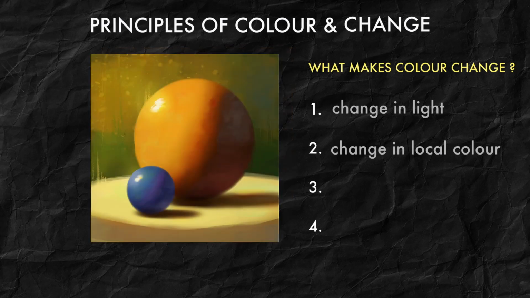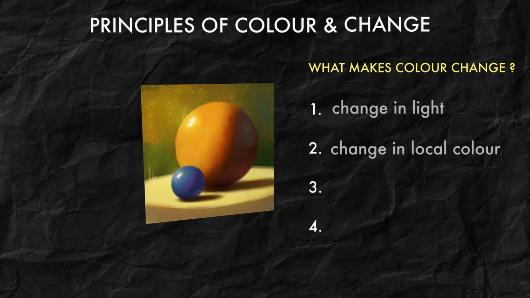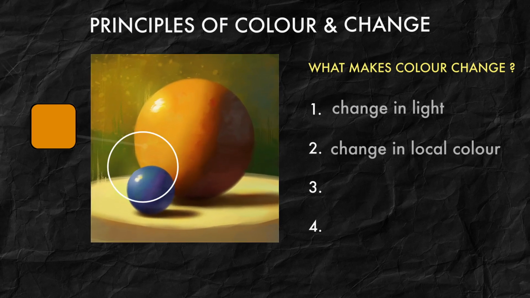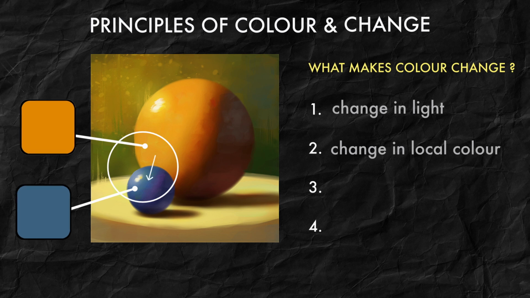For example, in this sphere study, if we were to look at it like a flat surface and remove the illusion of 3D, the color here is different from the color here. Why? The answer is pretty obvious. I have a blue ball beside an orange ball, so when I painted this, I had to change my color from this bright orange to this blue.